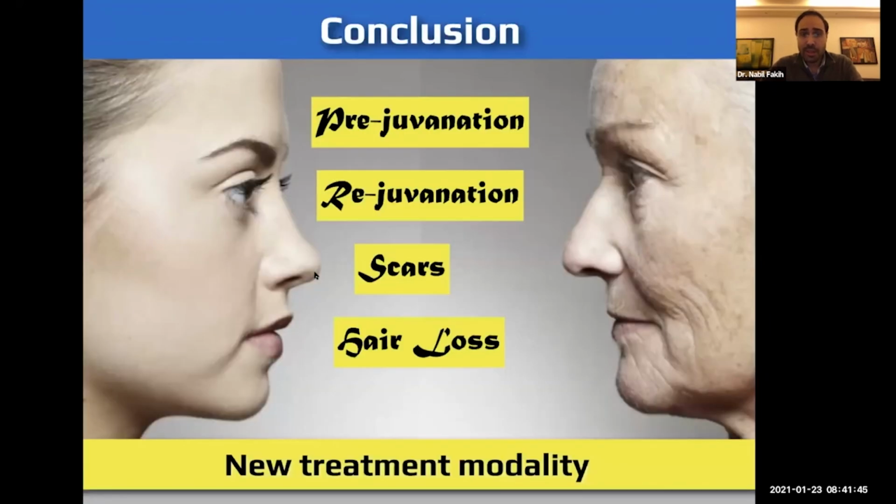So as a conclusion, there is an indication for rejuvenation with nanofat, for people who really want to get some improvement.